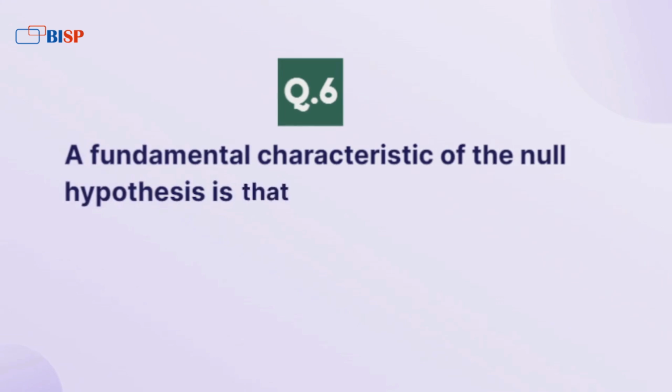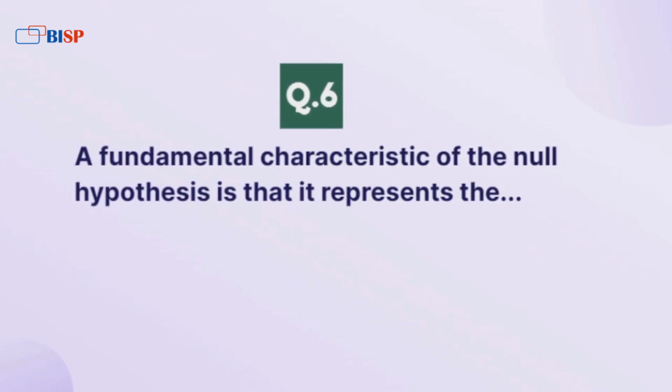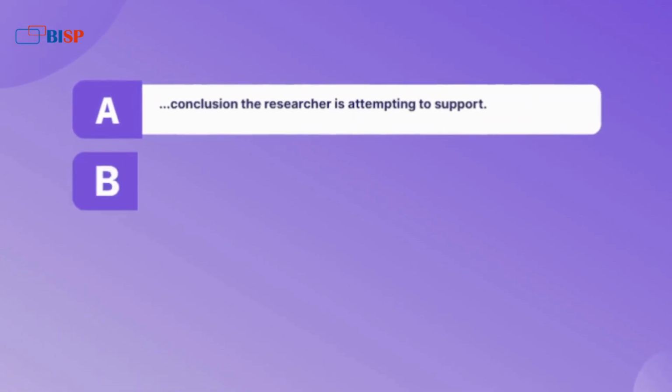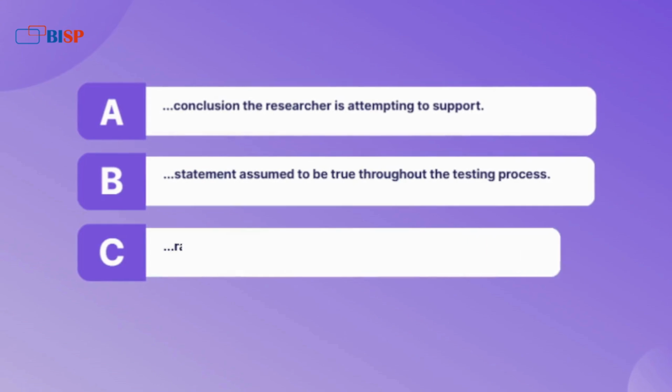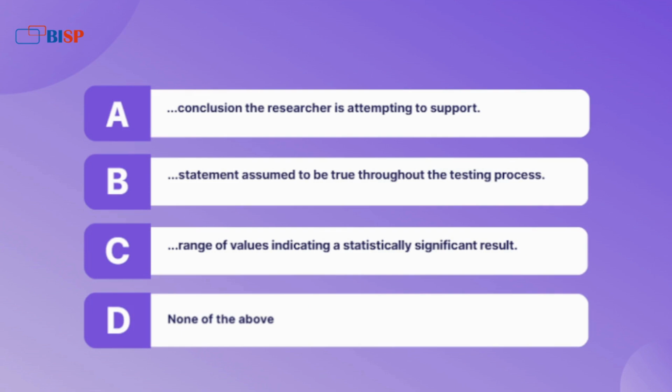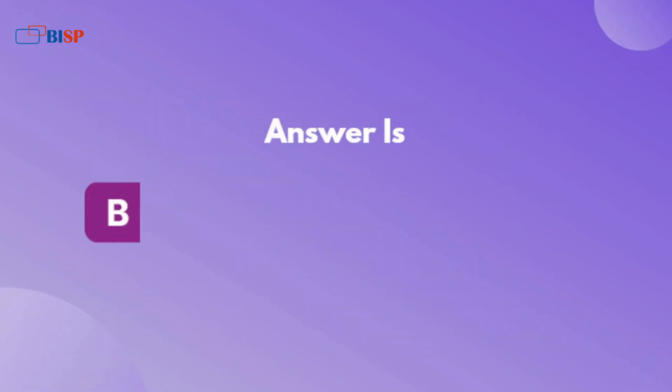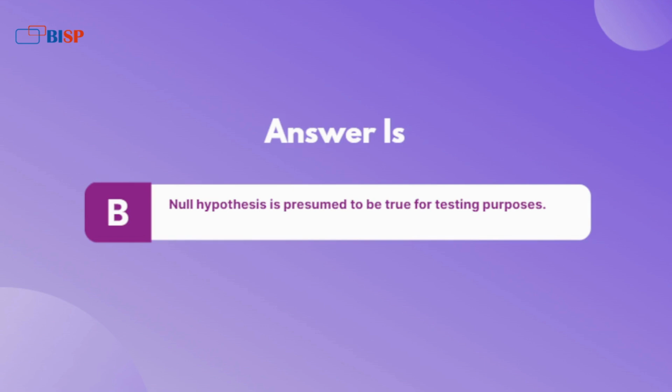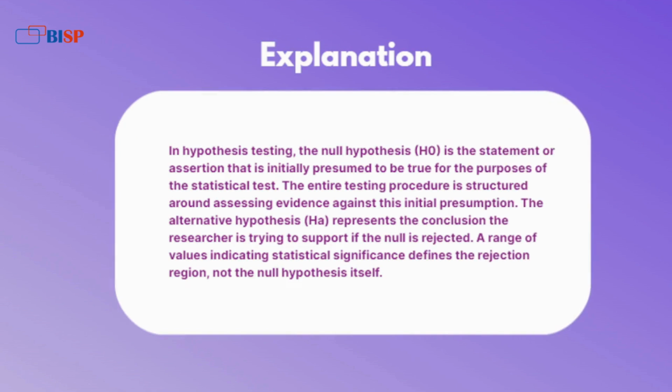A fundamental characteristic of the null hypothesis is that it represents the: A. Conclusion the researcher is attempting to support. B. Statement assumed to be true throughout the testing process. C. Range of values indicating a statistically significant result. D. None of the above. Answer is B. Null hypothesis is presumed to be true for testing purposes.